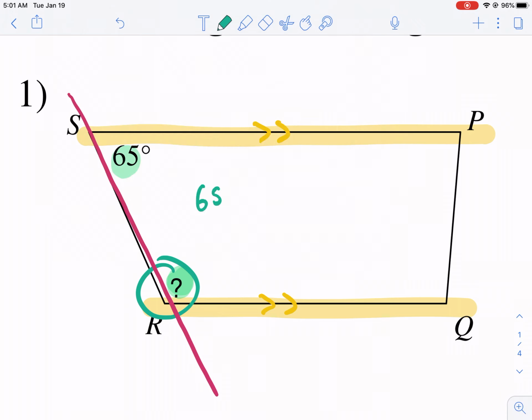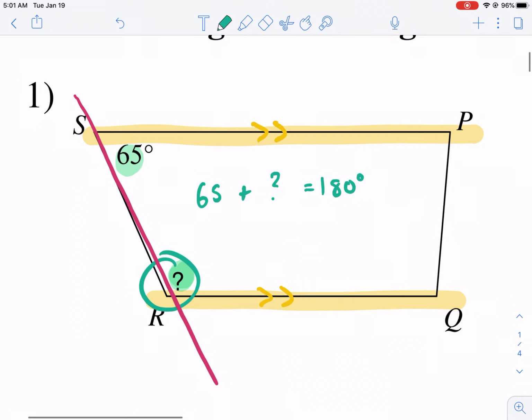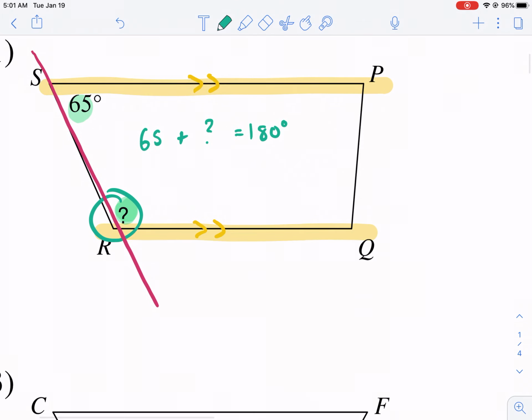So 65 plus our question mark is going to be equal to 180 degrees. So all we need to do each time is solve for the missing angle. We can call it x. So then we have x equals 180 minus 65. In this case, x is going to be equal to 115 degrees.